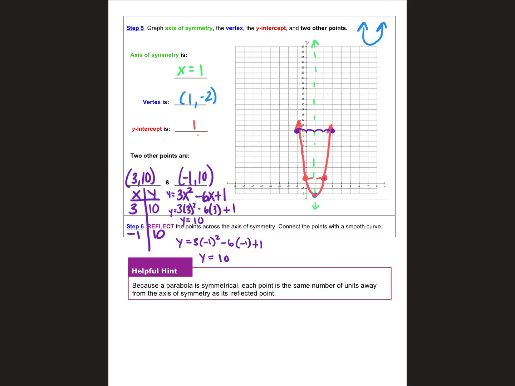But this makes a really precise graph. 3 points is good. 5 points on a graph is great. We have 5 points. We have the vertex, we have the y-intercept and its reflected point or mirror imaged point, and then we used an xy table to plug in an x value to find some more points.